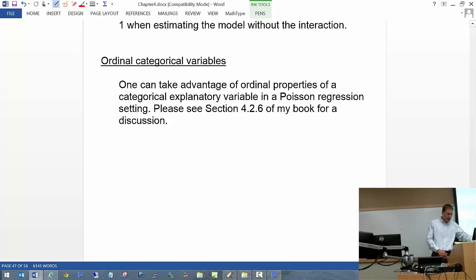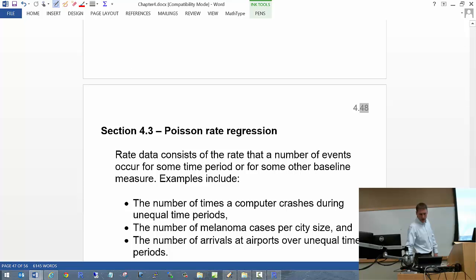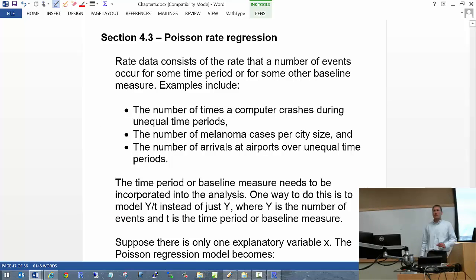Now, also something that you can do with these kinds of models, and we saw this a little bit with the multinomial, with the proportional odds regression models, is that you can also have ordinal categorical variables. And you can include those in a Poisson regression model setting. I typically skip this, because I don't think it's really too difficult to figure out how to do it. You're welcome to take a look at section 4.2.6 in my book, which explains it in more detail. But I'm not going to ask you a question directly on that. Are there any questions before we move on to the next section?